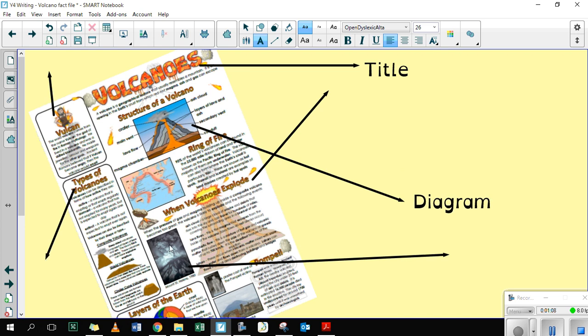And you'll also have some photographs which show real true life pictures of volcanoes. We will have lots and lots of subtitles which help to separate your paragraphs of information out. So each fact that you're writing about, you will give a different subheading. And again, you can make these look quite interesting, a bit like the title if you'd like to.